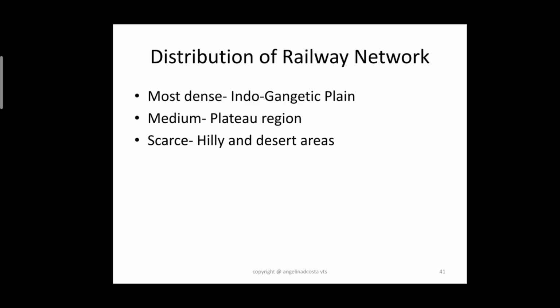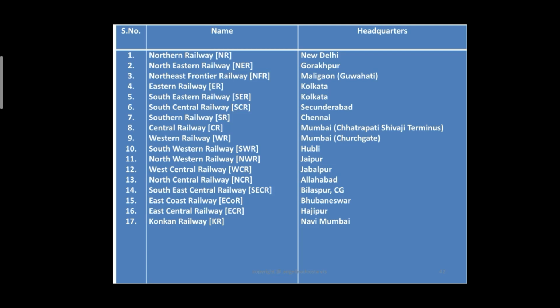Central Railway, Mumbai, Chhatrapati Shivaji Terminus. Western Railway, Mumbai, Churchgate. South Western Railway, Hubli. North Western Railway, Jaipur. West Central Railway, Jabalpur. North Central Railway, Allahabad. Southeast Central Railway, Bilaspur. East Coast Railway, Bhubaneswar. East Central Railway, Hajipur. And Konkan Railway, Navi Mumbai.